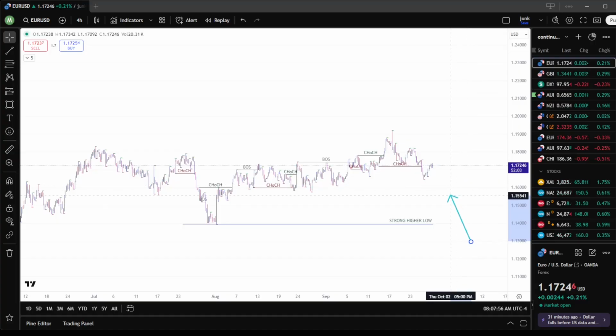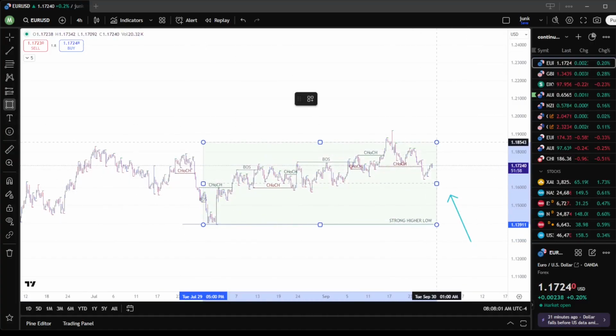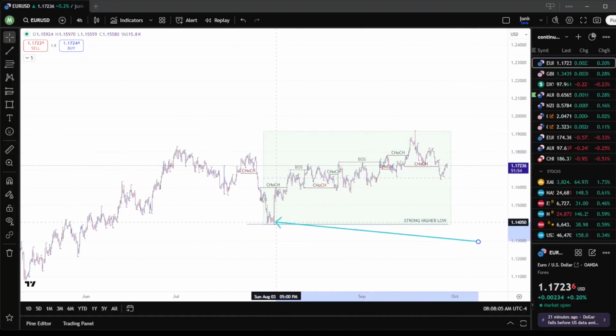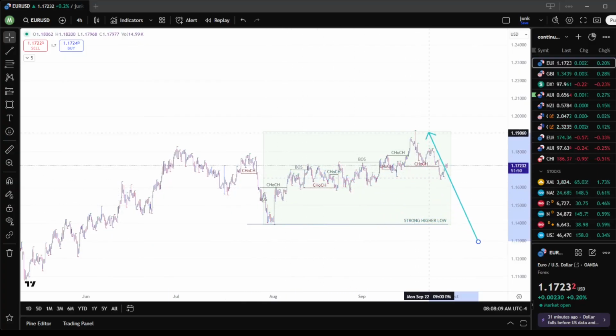Forex market. Today, we'll start by taking a look at Euro USD on the 4-hour chart. And we'll go and map out the current range. And of course, this is the strong higher low from the lows previously to this low. Even though it consolidated for a while, it eventually broke out past the highs for Euro.